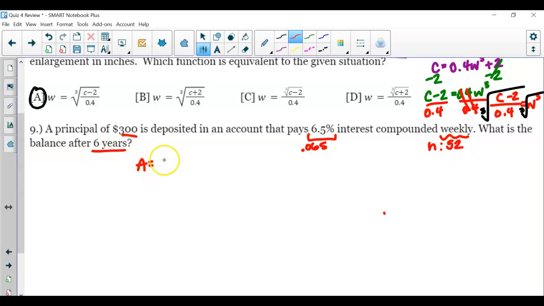So again, A is equal to 300, the original, times 1 plus, now we have that fraction. So we have our rate, which is 0.065, divided by n, which is 52. Then raise that to the 6th power, but don't forget to take this value of t here and also multiply it by your n value again, which is 52. And when you put all that in the calculator, you will get the approximate final amount of $442.99.